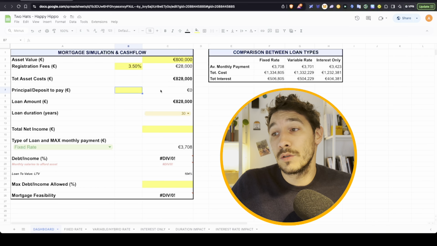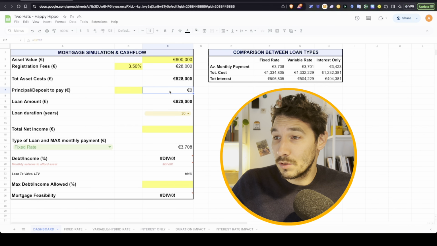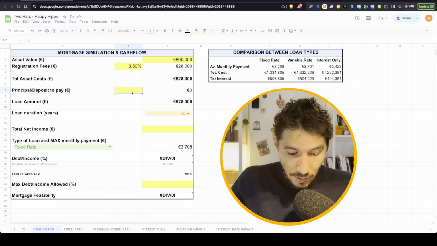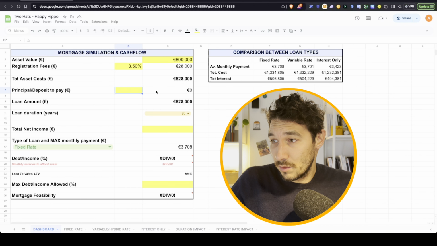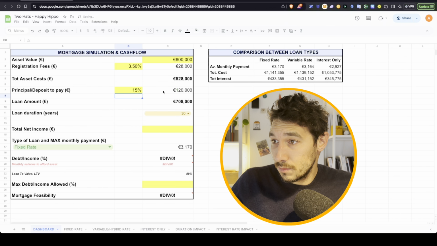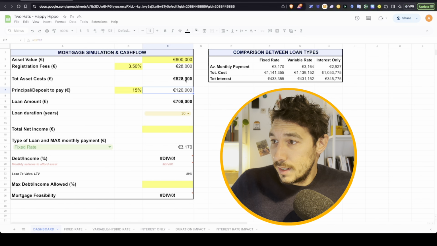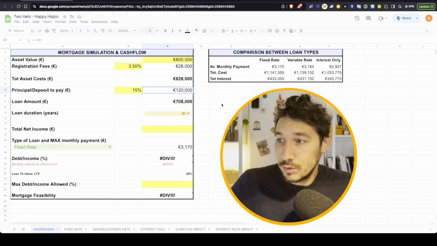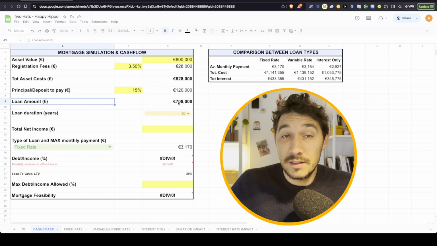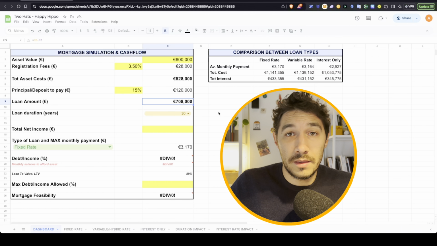Another important factor is the principal, also called deposit, that you have to pay up front in cash when making the transactions. The stake you are putting in order to convince the bank to lend you the money. Some banks require 10%, others require 15%, let's say 15% for the simulation, which is 120k. 828 minus 120, we will have the amount of the loan that we need. In this case, 708,000 euros.